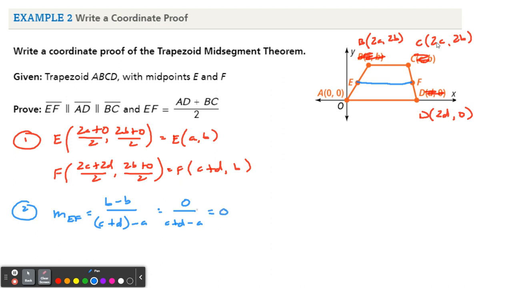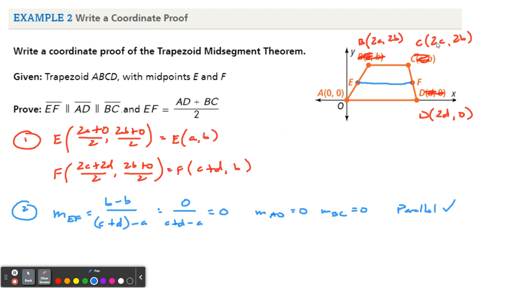If the top is 0 and the bottom is not 0, then the whole answer is 0. And again, these are horizontal lines. So the slope of AD will also be 0, and the slope of BC will also be 0. So if you smartly position your figure, you are going to be able to do some shortcuts. So yes, they are all parallel because their slopes are all equal. So we're going to say parallel.